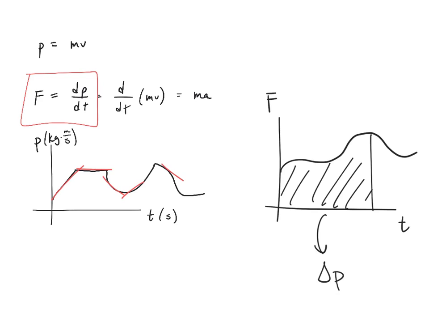So let's get a look at an example now. This is 9.4 that we're going to focus on. 9.3 is just the introduction to what momentum is, and then 9.4 applies the momentum impulse theory. So let's look at the example on page 229.